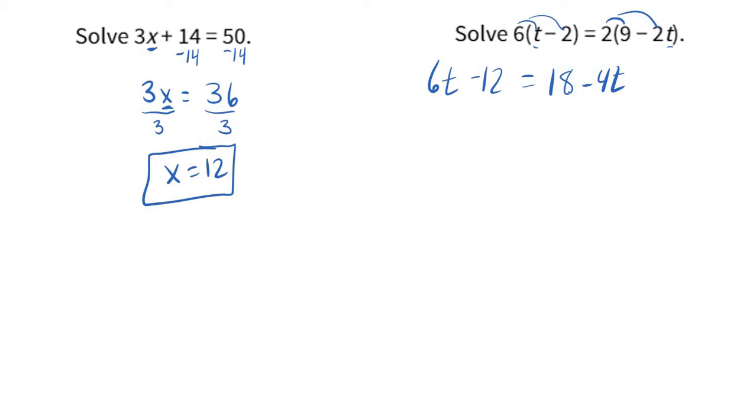Now, let's get our t's on the same side of the equation, so it's negative here, so let's add 4t to both sides. And while I'm at it, let's take this 12 over. Since I've got the t's on the left, let's take my numbers over. So I'm going to do the opposite. I'm going to add 12 to both sides. So 6t plus 4t, of course that's 10t. Negative 12 plus 12, that goes away. 18 plus 12, that's 30.